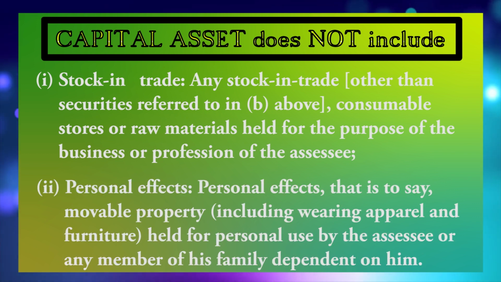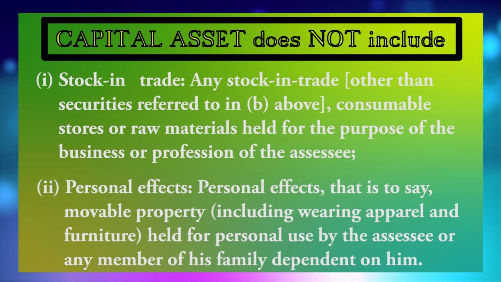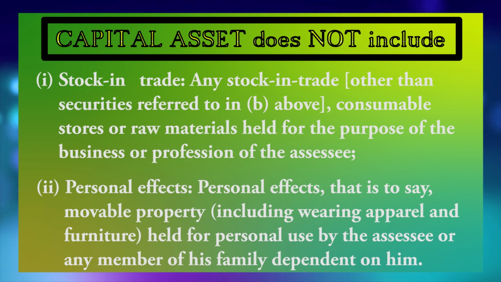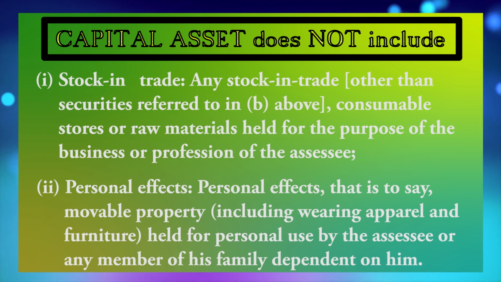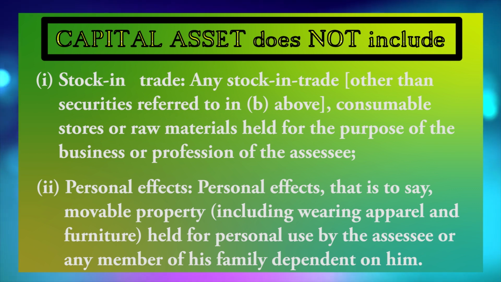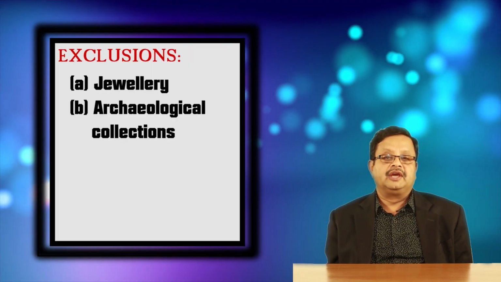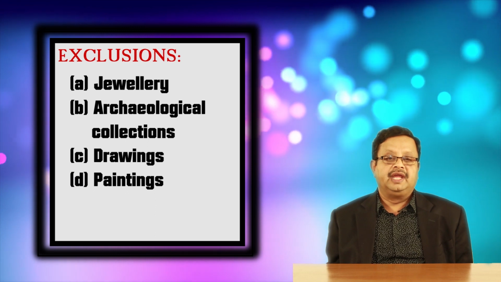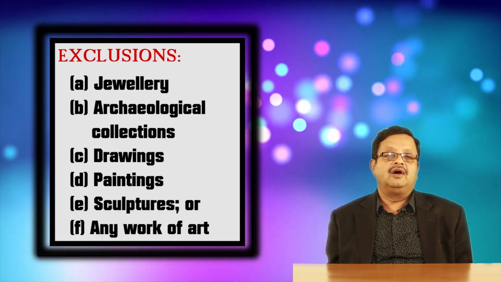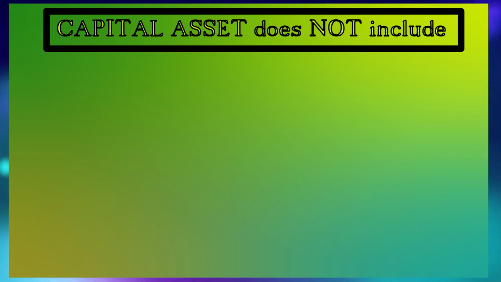And secondly, personal effects. Personal effects, that is to say, movable property, including wearing apparel and furniture held for personal use by the assessee or any member of his family dependent on him. But remember, archaeological collections, drawings, paintings, sculpture or any work of art, even if these are personal effects, will be treated as capital asset, and transfer of such assets will attract capital gains tax.